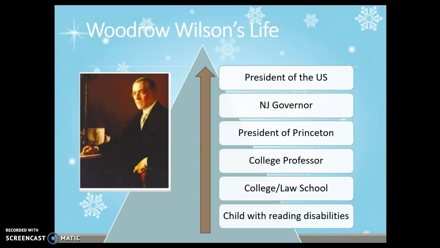All right. So this slide, I want you to read it, but I'm going to give you a little explanation. This is a pyramid, and it starts at the bottom. It shows the progression of Woodrow Wilson's life from when he was a child up until he was president of the United States. And we can see all his accomplishments, and you're going to read more about them in a moment.